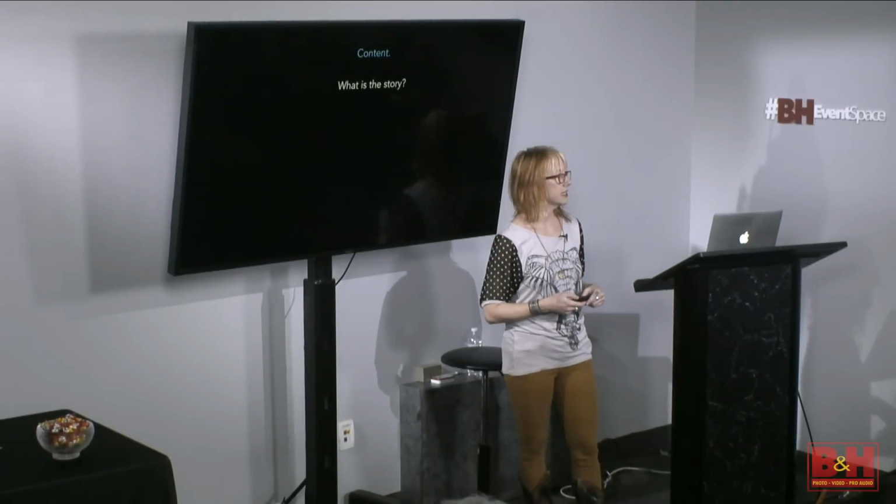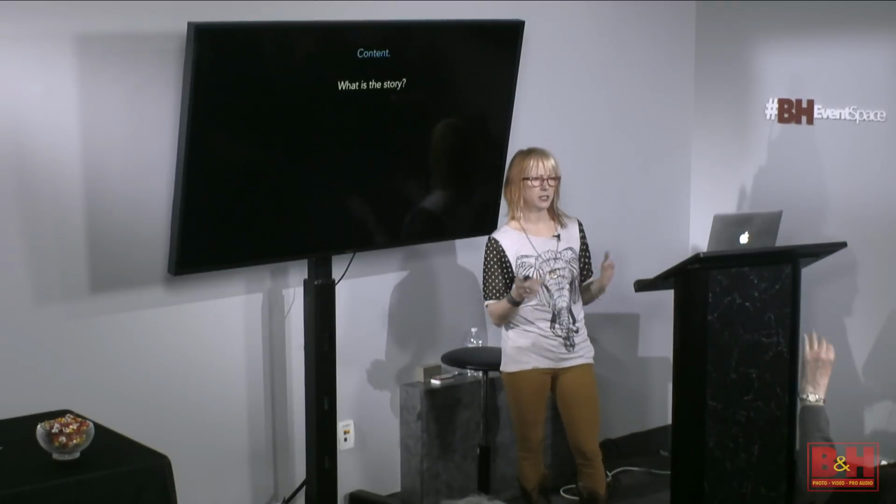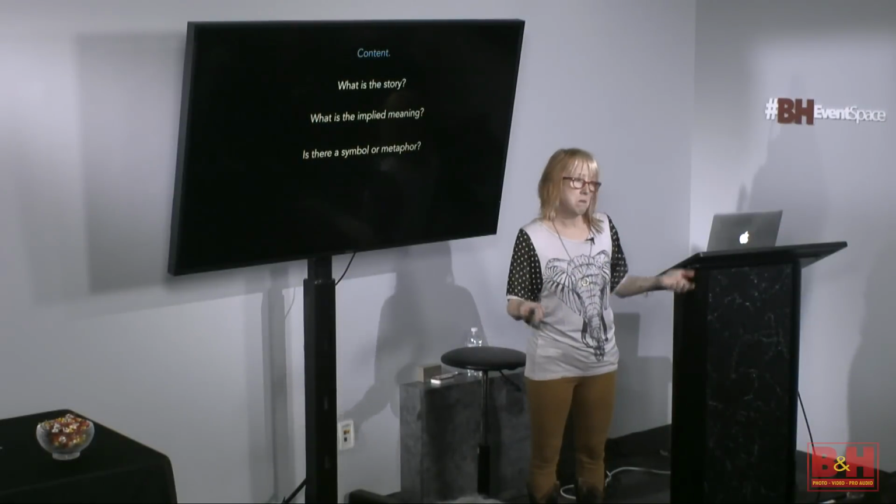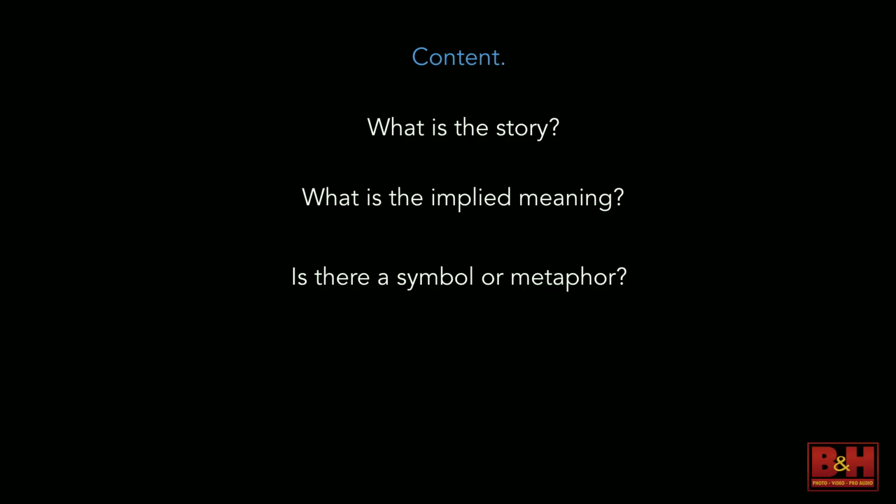Okay, so the last thing is content. And we're going to look at lots of examples, and then we're going to critique images together. So content, this is the other part that we can talk about. I left this one for last because this can often be the harder part of talking about photographs, right? What is the story? What is the implied meaning? Is there a symbol or metaphor? There may be, there may not be. But if there's one that's obvious, it's kind of important to address. And we'll look at examples. Is the meaning apparent or hidden?